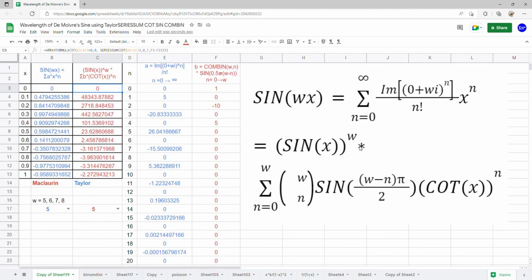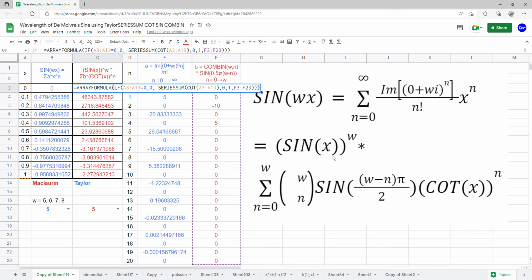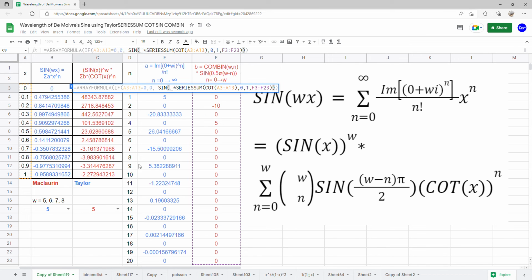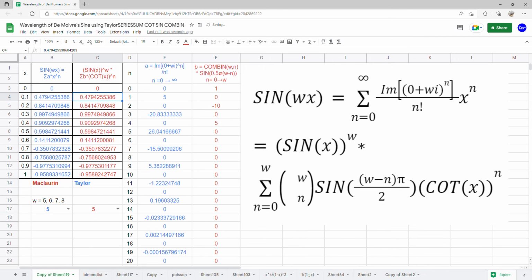Before we chart this, we have to correct this. There is a missing part, which is sine x raised to the power w. So we multiply that to the series sum. Sine of x raised to the power w. Now they're the same.